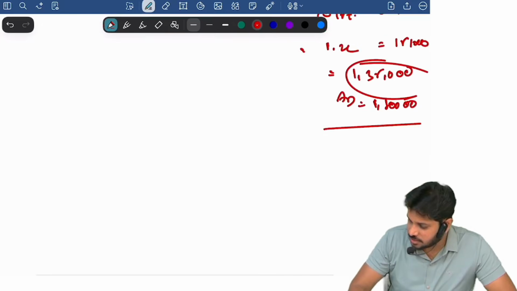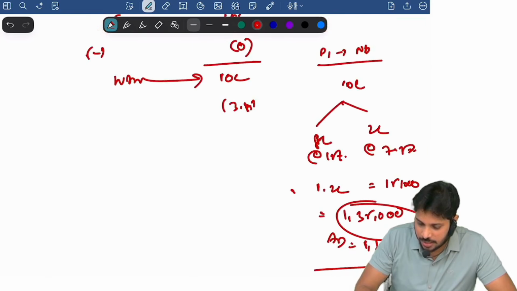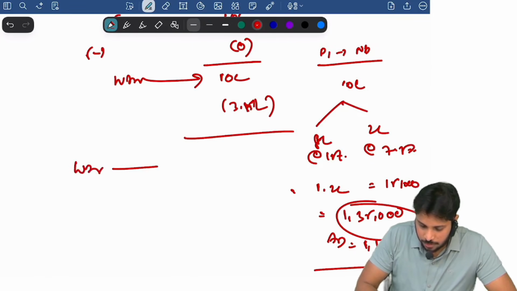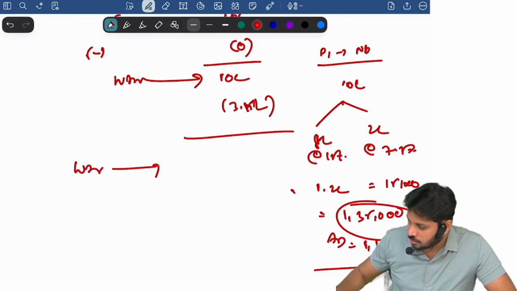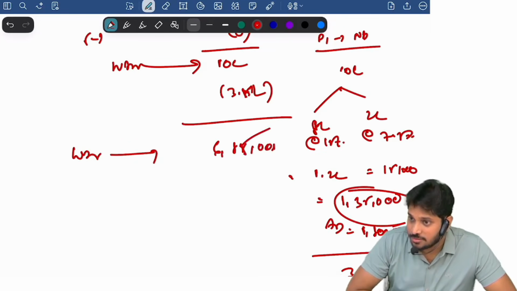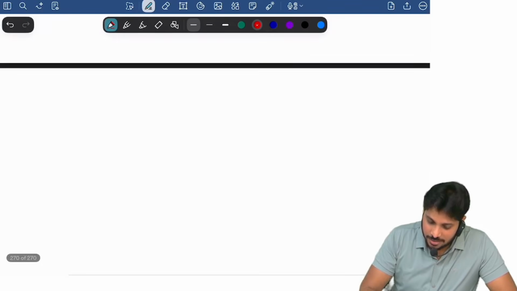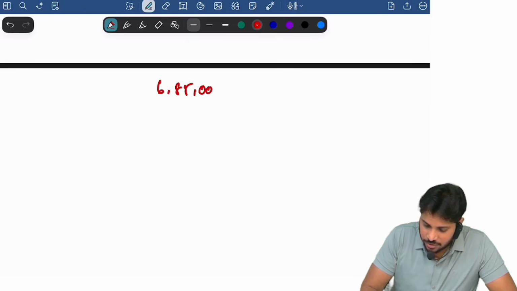Now total depreciation is 3,15,000. So now reduce 3.15 lakh. So therefore WDV closing is how much? 6,85,000. Correct? Now this will be opening for next year. Am I right? 6,85,000 is next year opening.